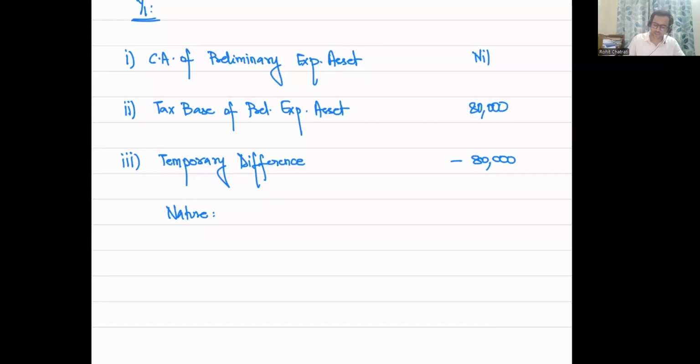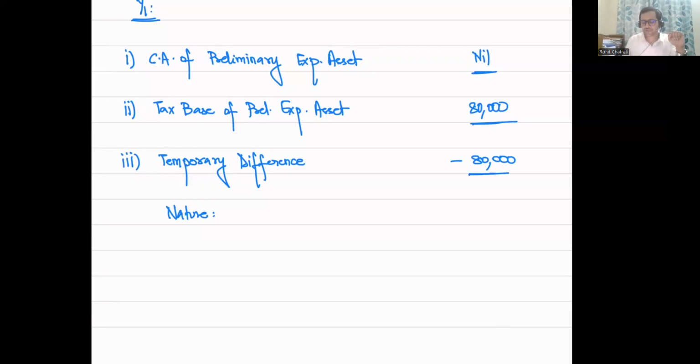Now, if you think of it, carrying amount basically represents the amount of future economic benefits that I will actually receive from the asset, or the future taxable income, right? In future, my taxable income is going to be zero on account of this, but I am going to be allowed a deduction of 80,000.